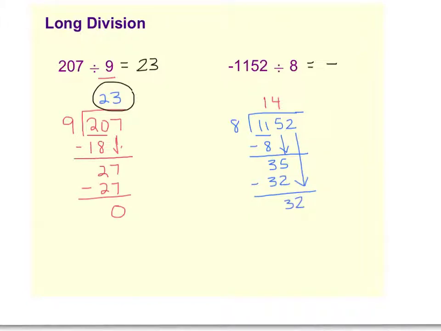So now we say, how many times does 8 fit into 32? Well, 8 does fit into 32 4 times. And so then you multiply the second 4 times 8. 8 times 4 is 32. And you subtract. 32 minus 32 is 0. You have no more numbers to bring down. So that 144 is what we're looking for. But remember, we had a negative divided by a positive, which means our answer is a negative 144. And we're done.